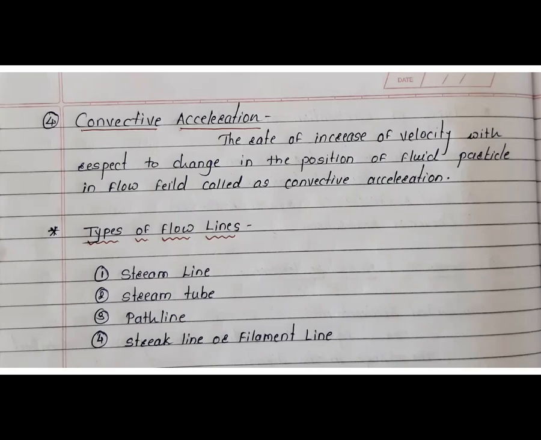Many times the question is asked about local acceleration and convective acceleration, what you can say for its definition. It also has a formula: the velocity in x direction, so the change with respect to the position in x direction. So u into du by dx. So du by dx is explaining that it is the change in the velocity with respect to the space.